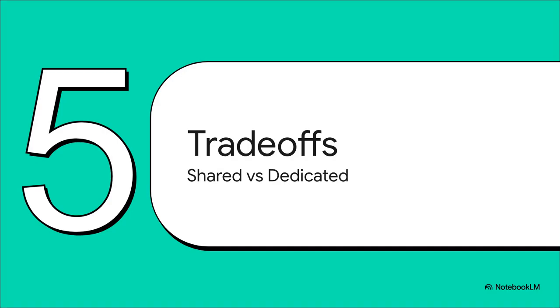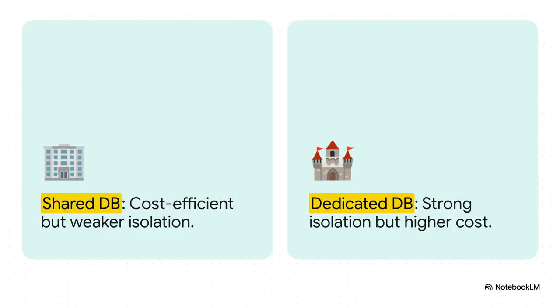Finally, Section 5, trade-offs between shared and dedicated setups. When you weigh a shared database against a dedicated one, you immediately hit this friction between operational cost efficiency and strict compliance isolation. Option 1, the shared DB. It's cheap and schema migrations are a breeze, but you run the risk of noisy neighbors and bugs leaking data. Option 2, dedicated databases. You get bulletproof isolation and custom scaling, but your cloud bill is going to skyrocket, and running migrations across 1,000 different databases, total operational nightmare.